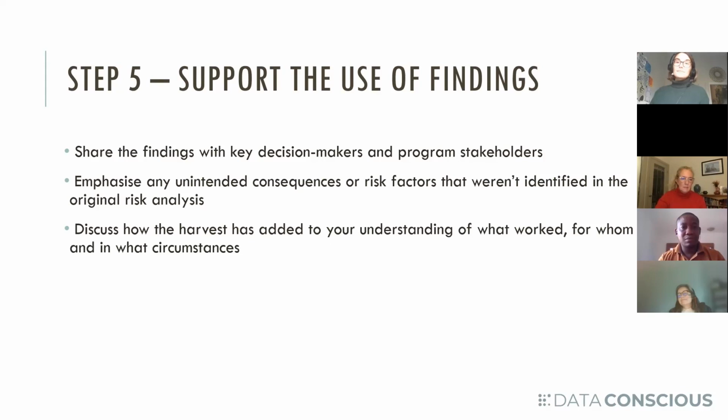How has it added to your understanding of what works and for whom and in what context? Very important in an area like GBV prevention, where I think it's fair to say we're still learning about what works and how that applies in different contexts. So make sure that there's a discussion of how this outcome harvest has improved our understanding of what works in the type of prevention that we're trying to achieve, in the type of context in which the program was operating. So those are the 5 steps.